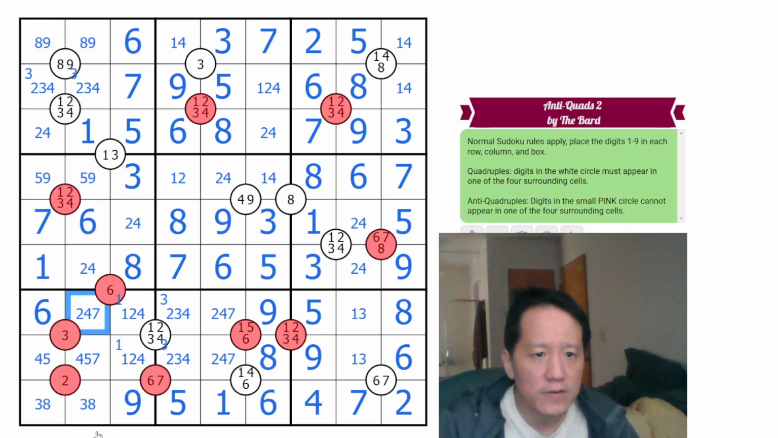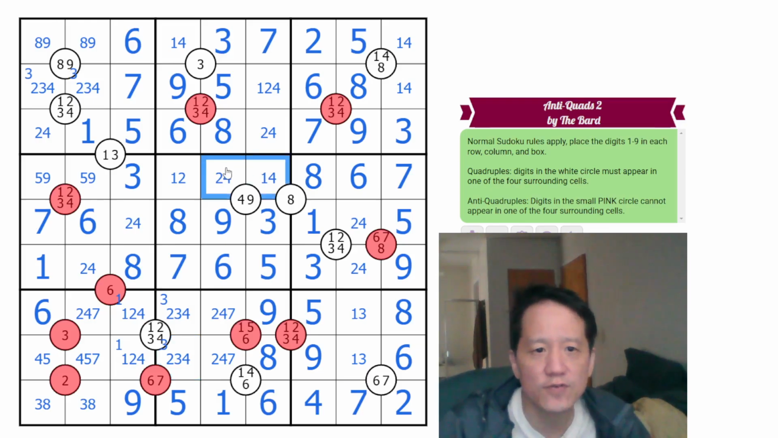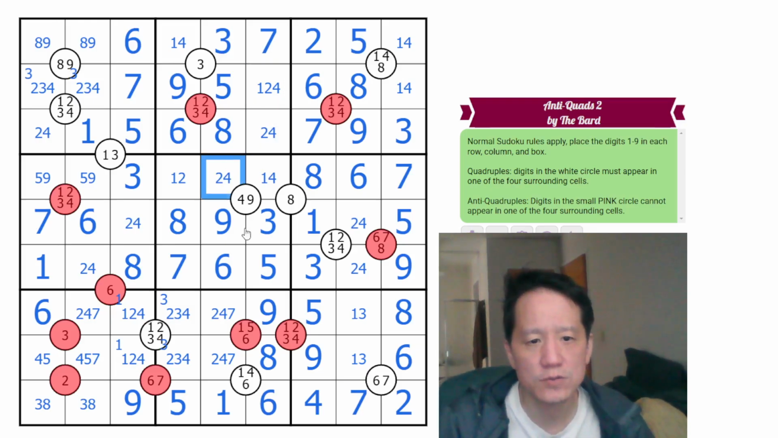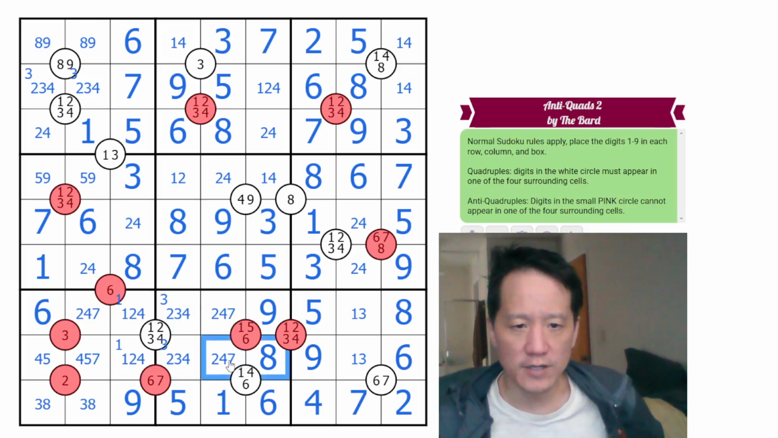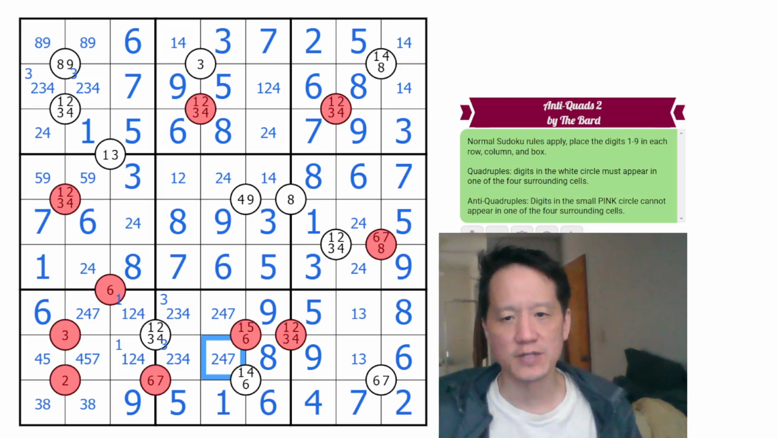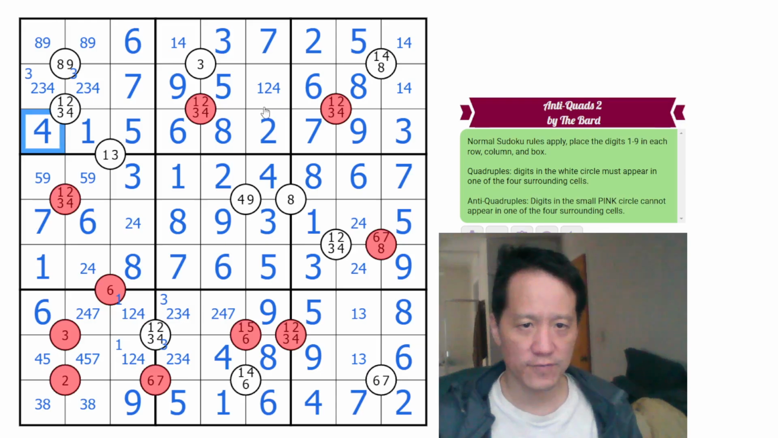Okay. Do we have any information here? One of these is a 4. This is a 2. 2 or 4. 2, 4, 7. Ah, the 4 has to be surrounding this quad. I think I missed that earlier on. So this is 4, which makes this a 2, which makes this 1. This is a 4, which makes that 2, which makes that 4.